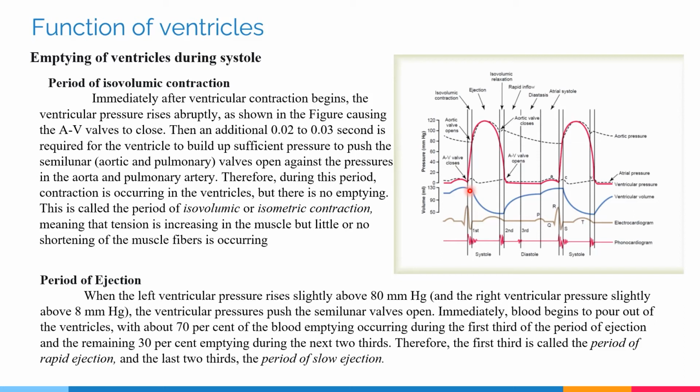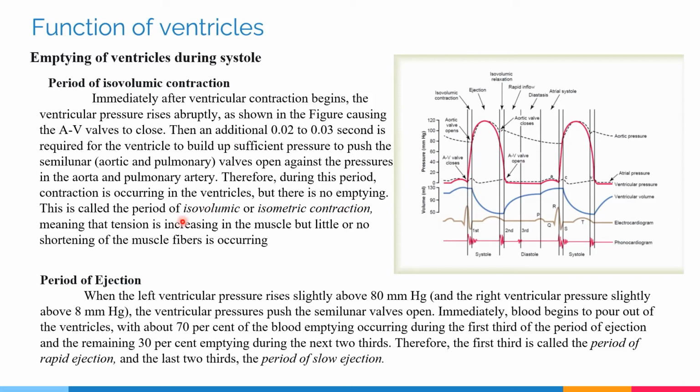While this sufficient pressure is being built in the ventricles, there is contraction occurring, but there is no emptying of the ventricles. This is because the AV valve has already closed and the aortic valve is about to open, so the blood has nowhere to go, and thus there is no change in volume of the ventricles, but the tension or the contraction in the muscles is increasing.